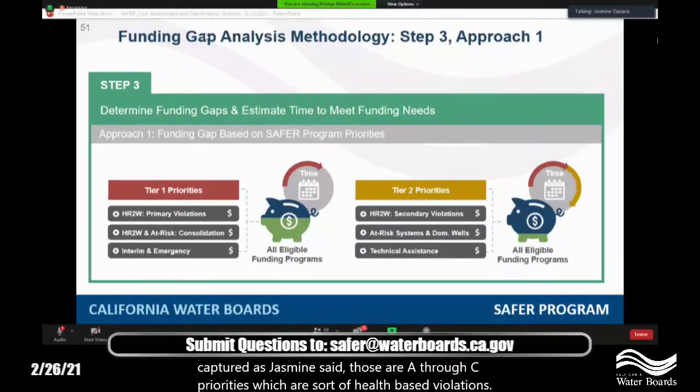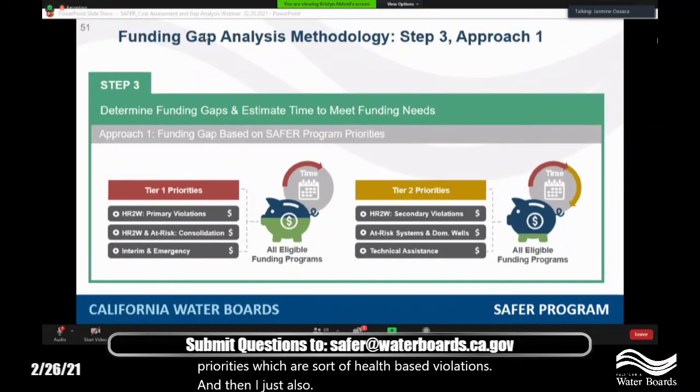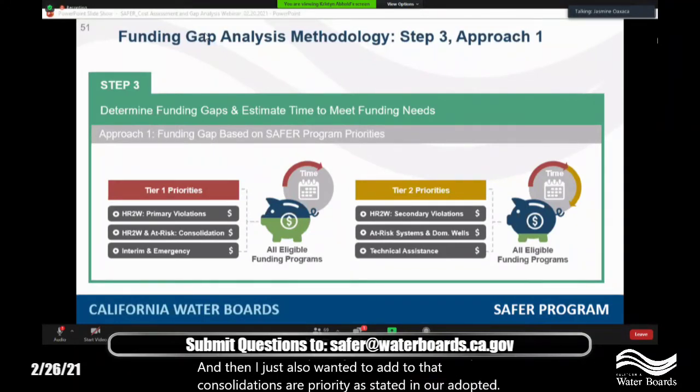And then I just also wanted to add to that, consolidations are priority, as stated in our adopted fund expenditure plan as well.